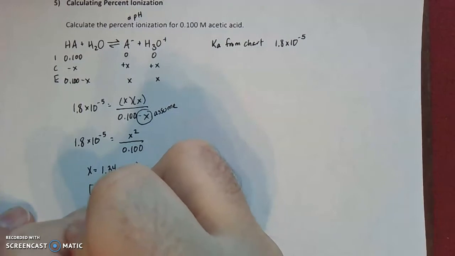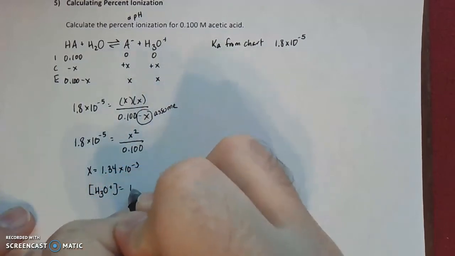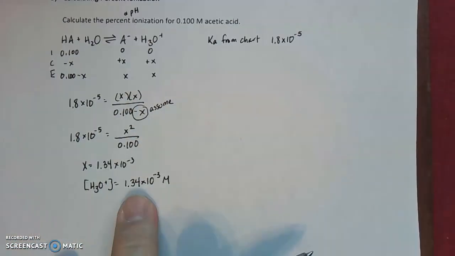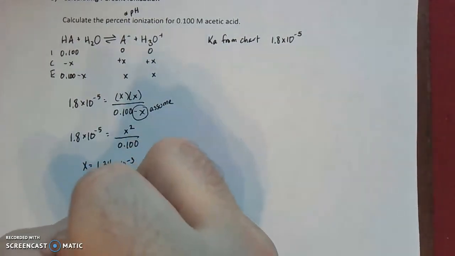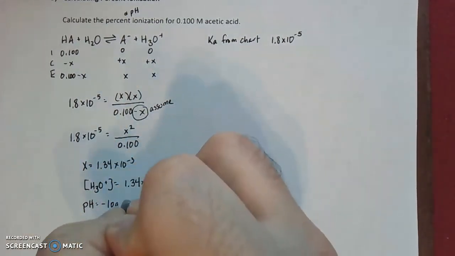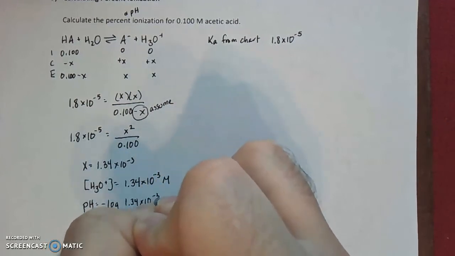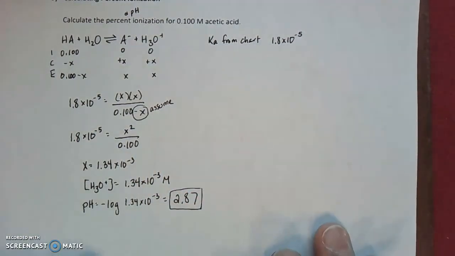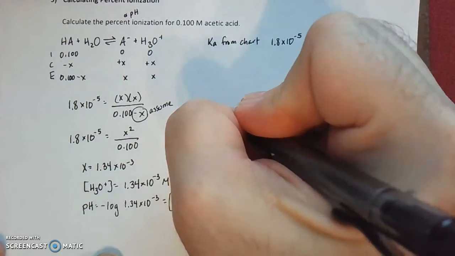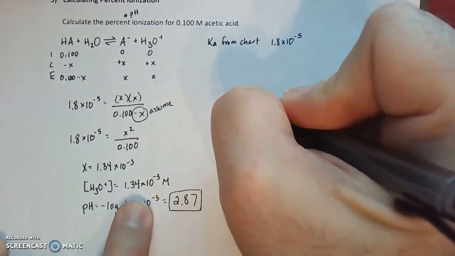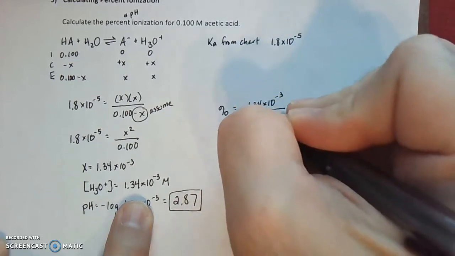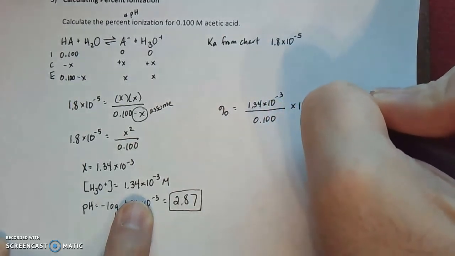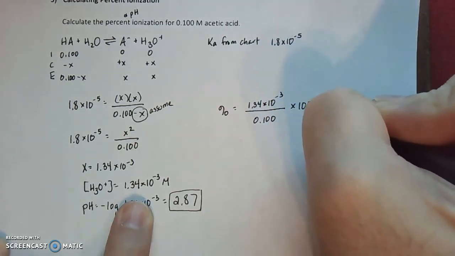So our H3O plus concentration, 1.34 times 10 to the minus third molar, we can use to find pH, because we know pH is equal to the negative log of that number. So we get a pH of 2.87. So there's one of our answers. Now we can find the percent ionization. It's our H3O plus concentration over our original amount times 100, and that gives us 1.34% ionized.